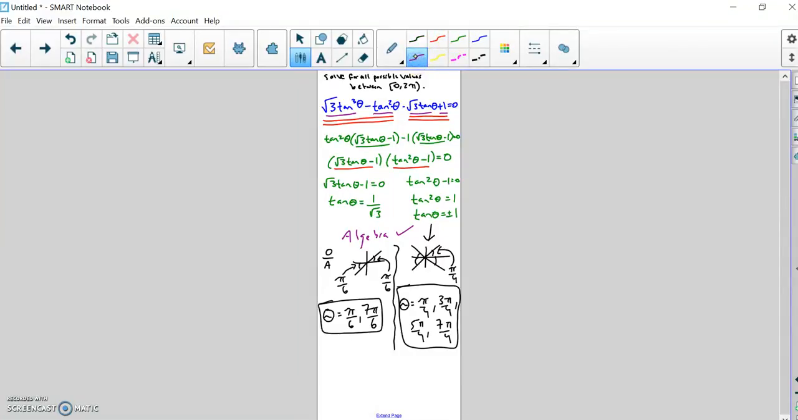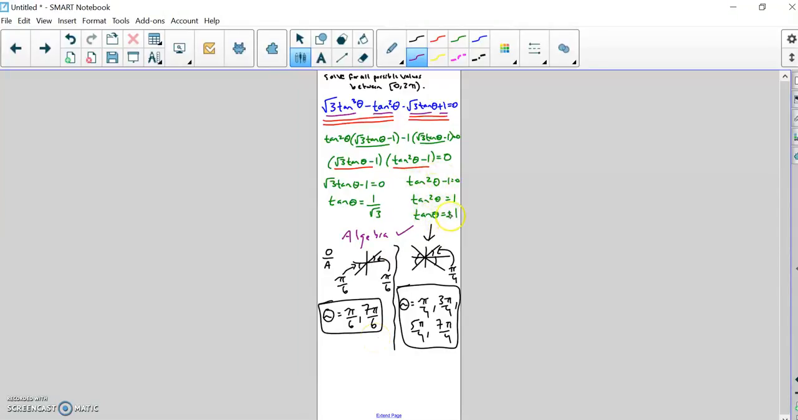Okay. For our first one, we figured out because tangent was positive, we would be in the first and the third quadrant, and the angle that has a tangent value of 1 over root 3 is 30 degrees, or pi over 6. So we needed the pi over 6 in the first quadrant and the third quadrant, okay, which were pi over 6 and 7 pi over 6.